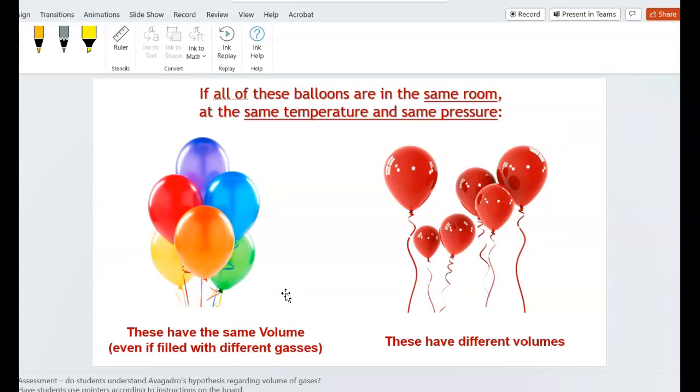If I have these balloons in the same room at the same temperature and pressure, then I know these all have the same volume and I know these have different volumes, again, because we're at that standard temperature and pressure and the gas does not matter. So this could be helium in one, hydrogen in one, methane in one, and so forth, but they're all going to have the same volume because the size of the particle doesn't matter.